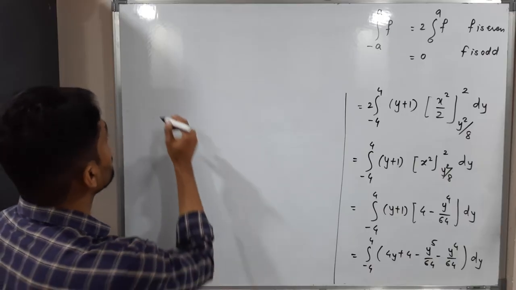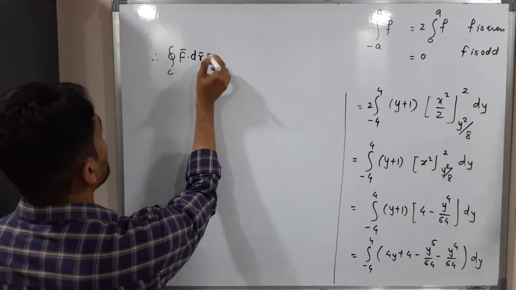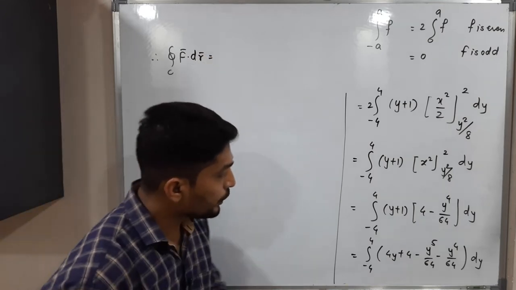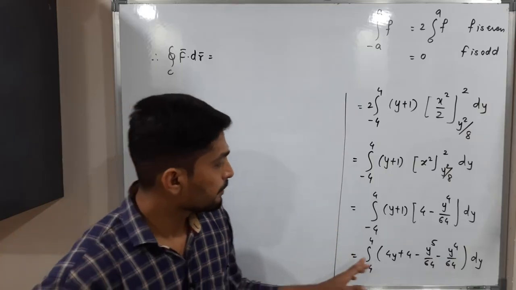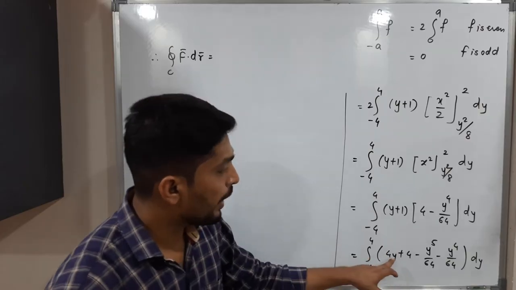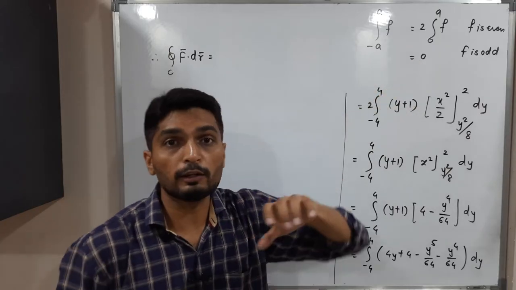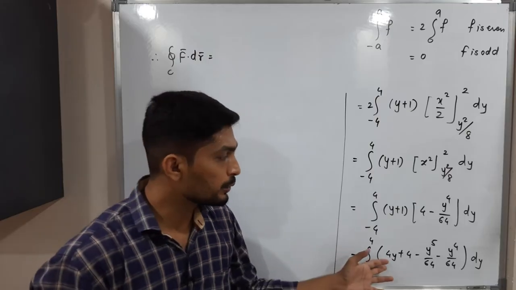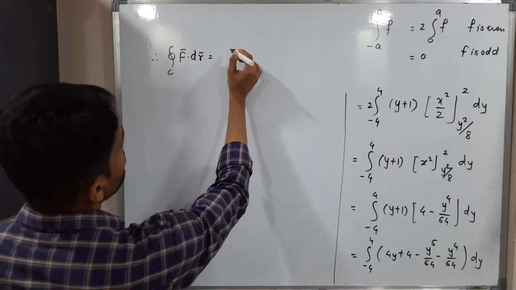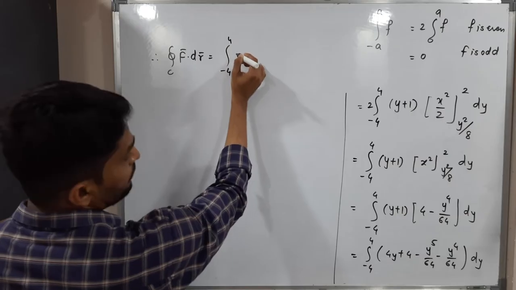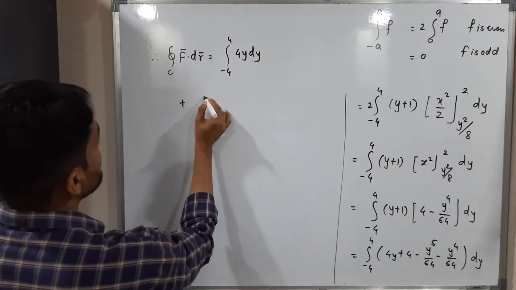Let me write first: therefore, the integration over C of F dot dr, this integral we were solving. Addition and subtraction are there, so you can take separate integrations. See, 4y: y has power 1, so it's an odd function. When you have an odd function, the value of the integral will be 0, so no need to consider that one. I will write separately so you can easily understand: integral from minus 4 to 4 of 4y dy.